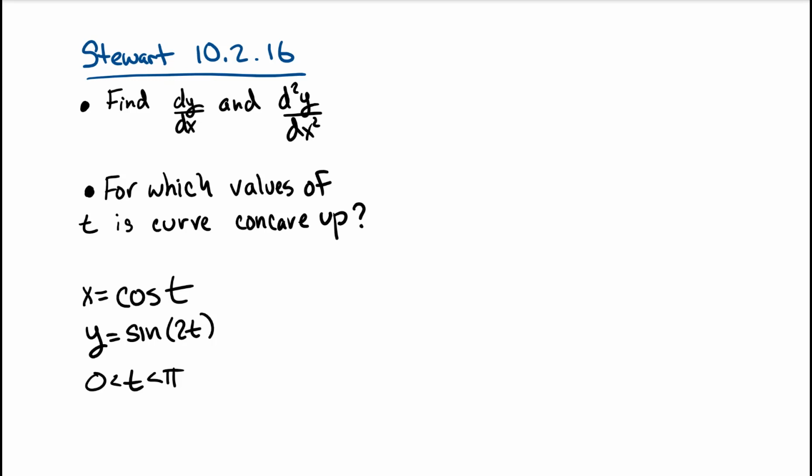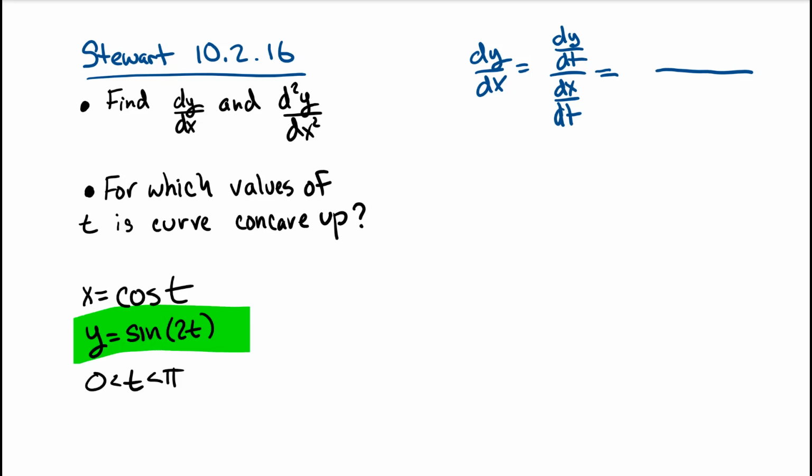Well, let's not dilly-dally, let's get after it. Let's go find our dy/dx. Our dy/dx from before, that was dy/dt over dx/dt. This is mellow, and I think we can just do this. I think we could just look at y, look at this and figure out what the derivative is with respect to t and just write it in. Of course we can.